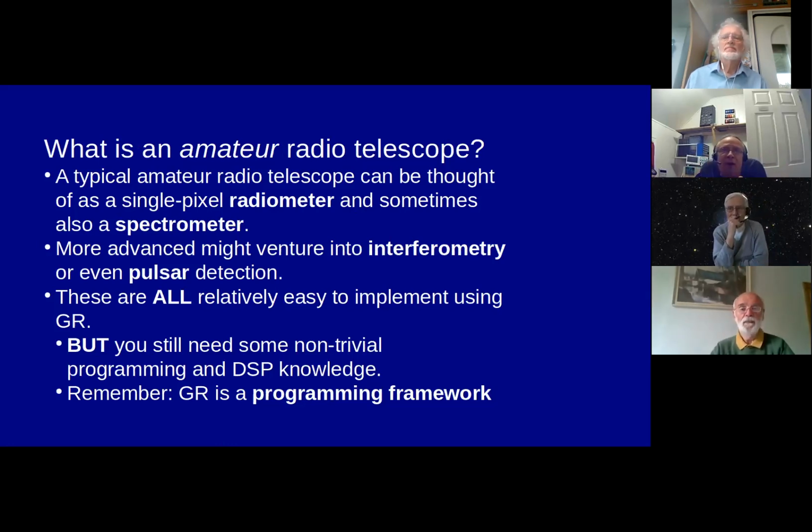It measures the brightness over a single part of the sky, typically a fairly fat pixel, depending on the size of your antenna, and also sometimes they're used as a spectrometer to basically give you spectral information over that same very fat pixel on the sky. More advanced amateur radio astronomy people might venture into interferometry or even pulsar detection, but we're not going to talk a lot about that today.